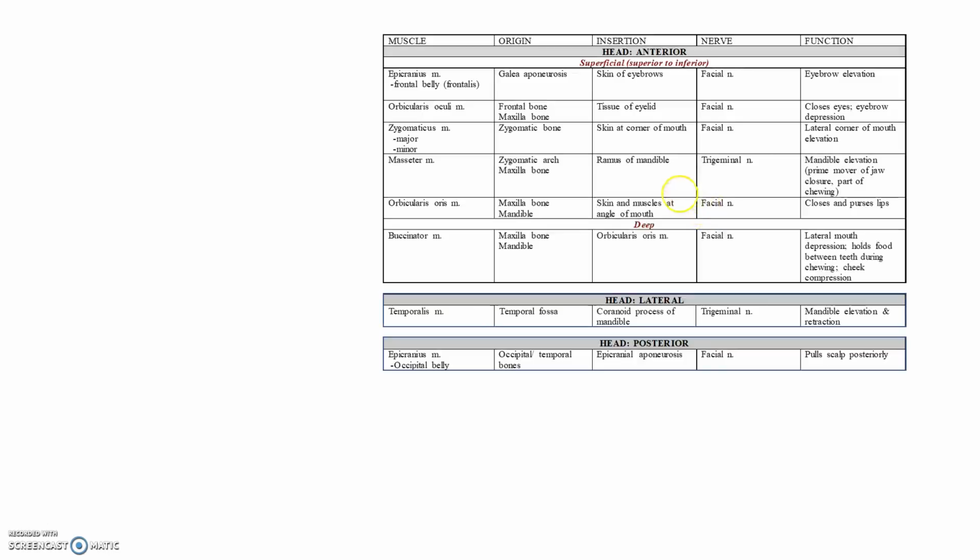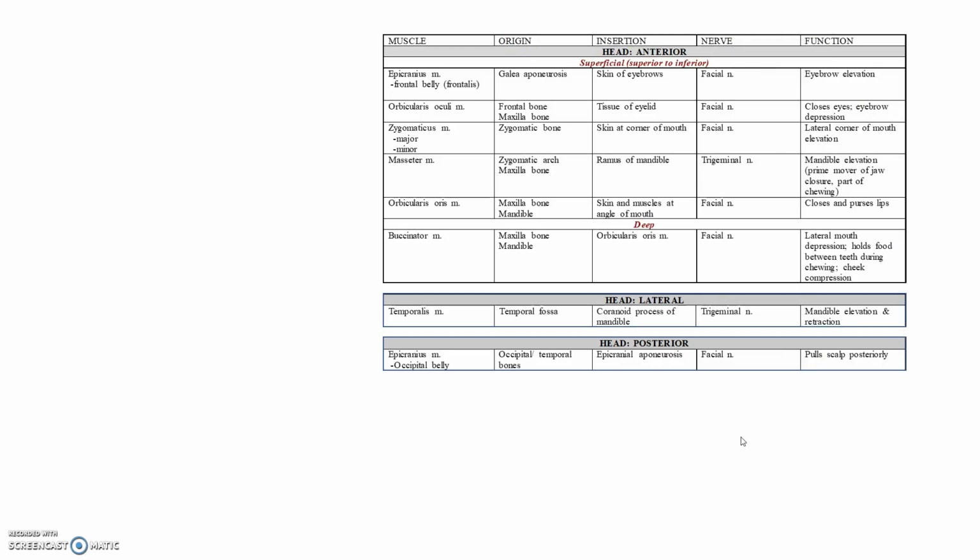So the next thing I like to talk about is the table. This is a picture of the table. This is one page of the table, and it is the first page. As you can see, we have muscle, origin, insertion, nerve, and function.